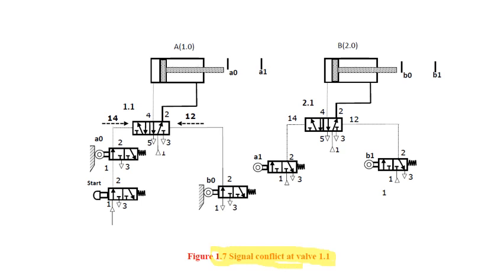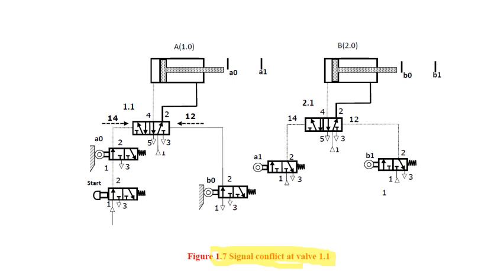Then it cannot switch over, because the memory valve is a two positional valve. If you get one signal at a time, only then can it actuate. If you get an air signal on both sides at a time, the valve is not going to switch over. That is called a signal conflict.